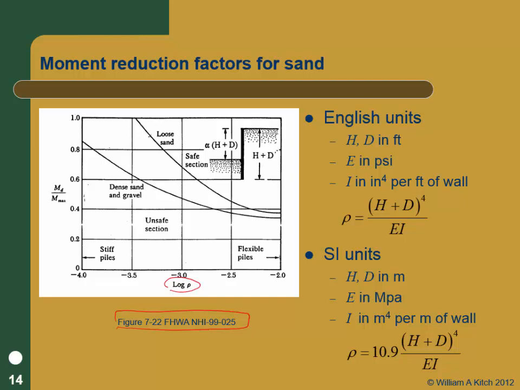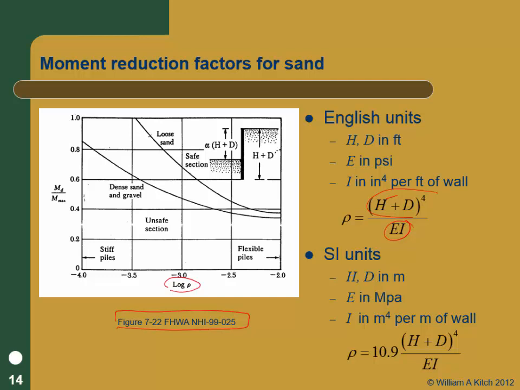So in sands, rho is simply equal to (H plus D) to the fourth over EI. If you want to think about this, this is really accounting for the flexibility in the pile versus the stiffness of the soil. (H plus D) to the fourth has to do with how long the pile is compared to the stiffness of the pile. So this is a relative stiffness of the pile.